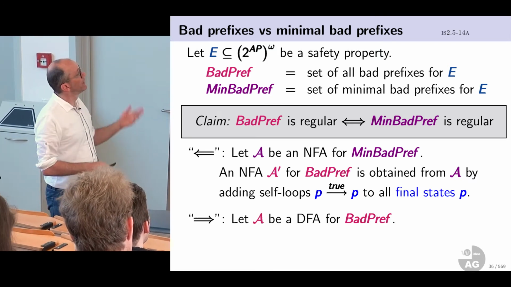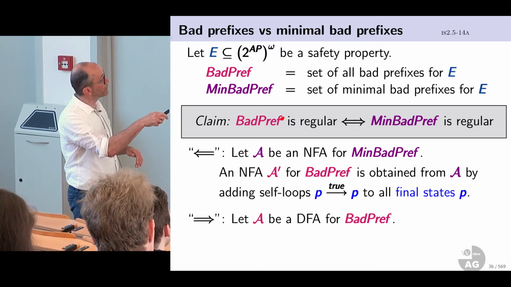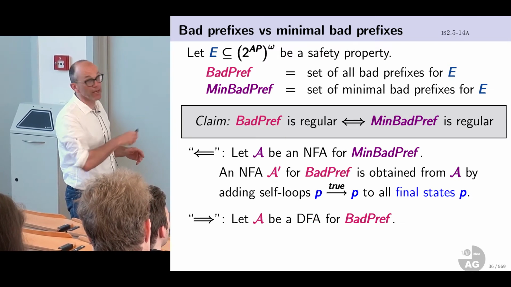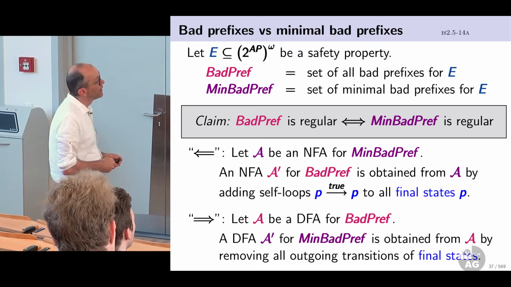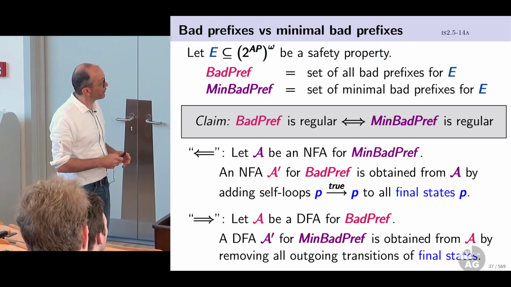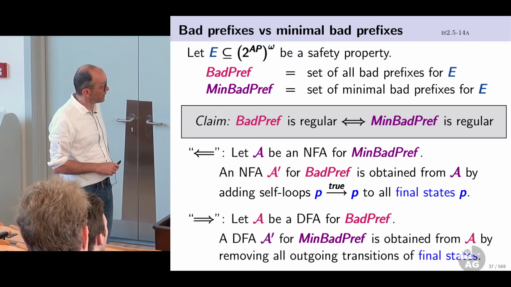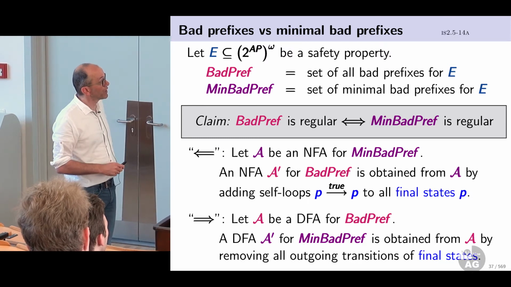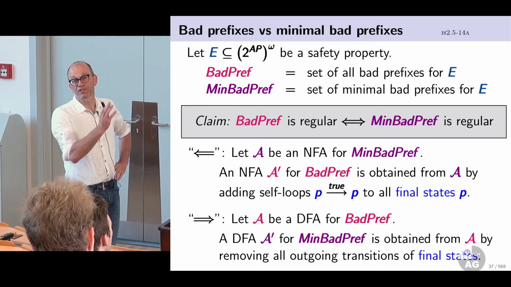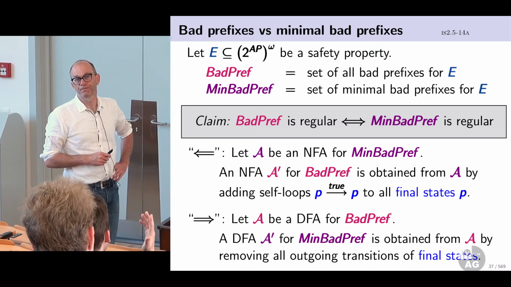Vice versa, if you start with bad prefixes being regular, assume that there is a DFA for bad prefixes, then the DFA for the minimal bad prefixes is obtained by simply removing all the outgoing transitions of the final states. That's exactly what I showed you on the previous slide.